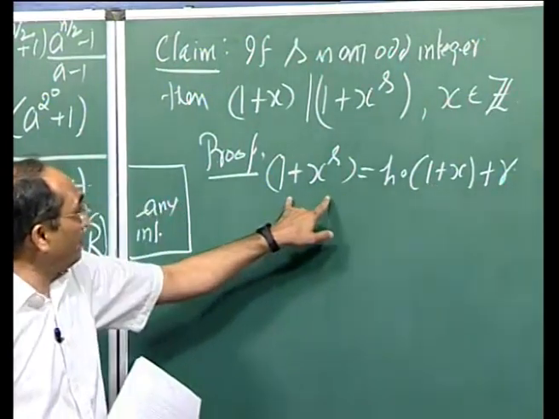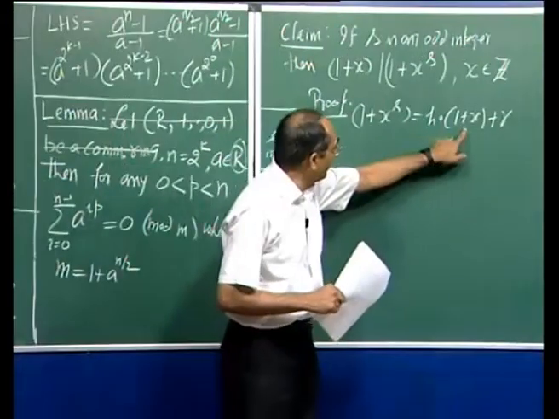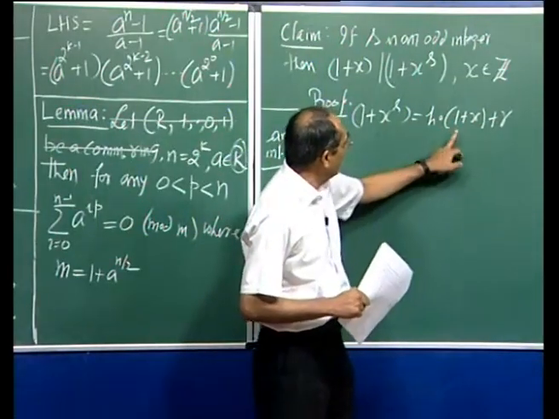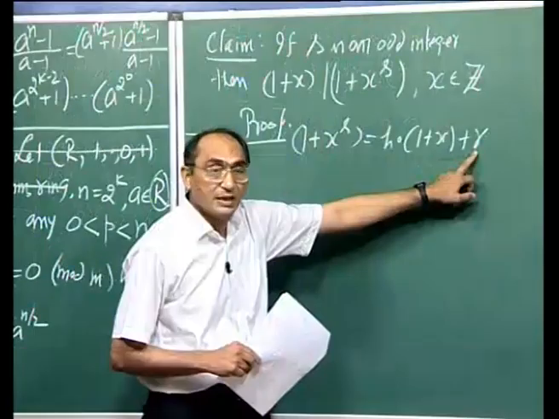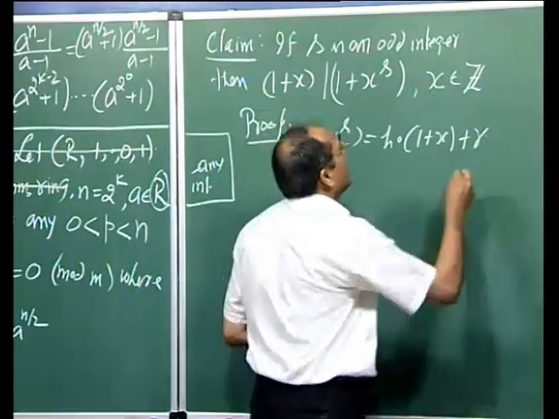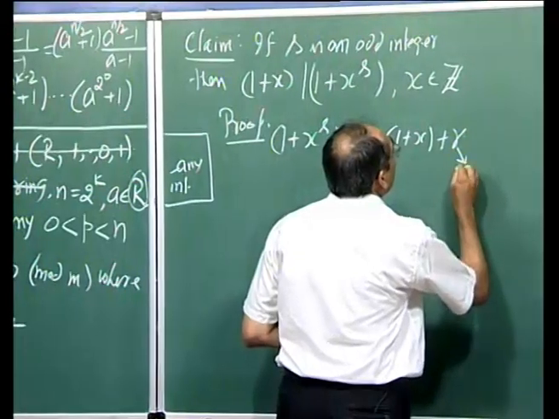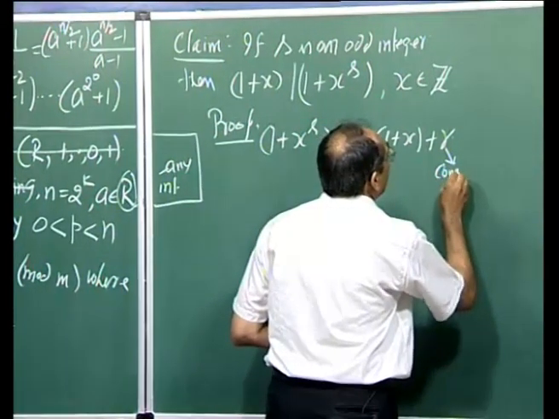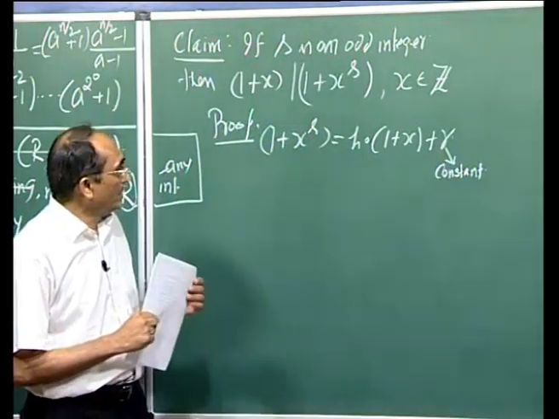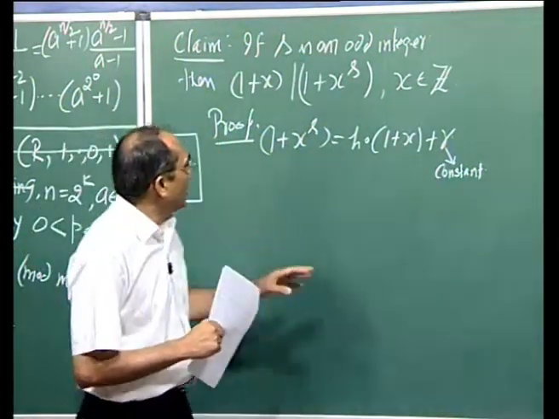So, this is a polynomial of degree s, and this is a polynomial of degree 1. We can always make a division such that the remainder has a degree less than the degree of 1 + x. So, this has degree 0. So, this is actually a constant.